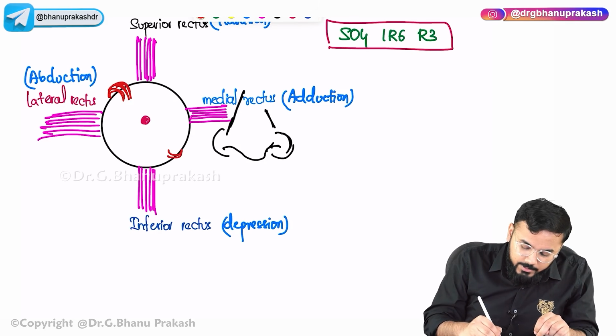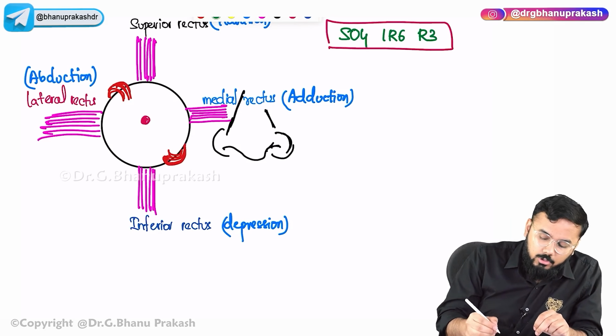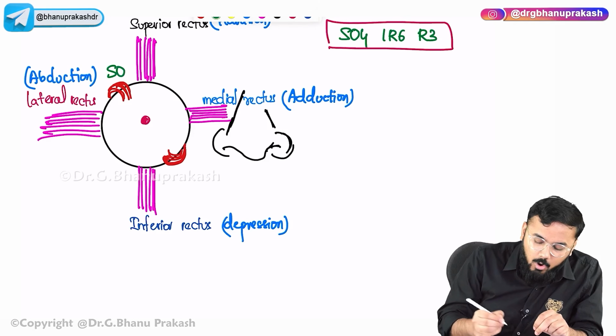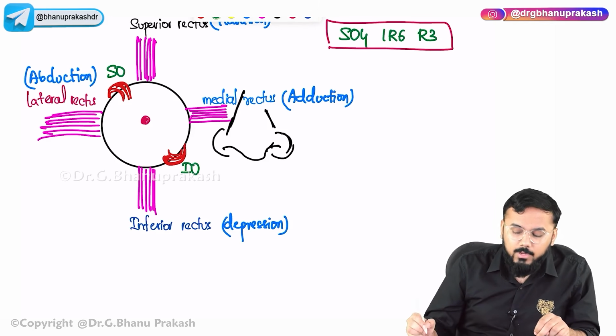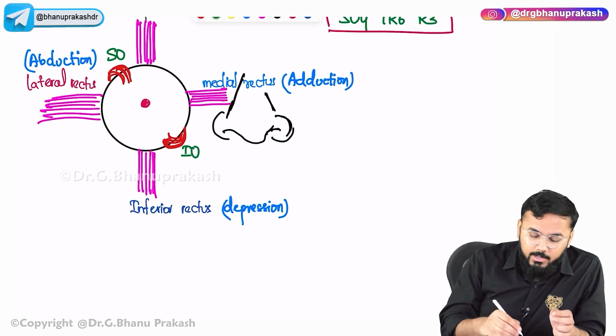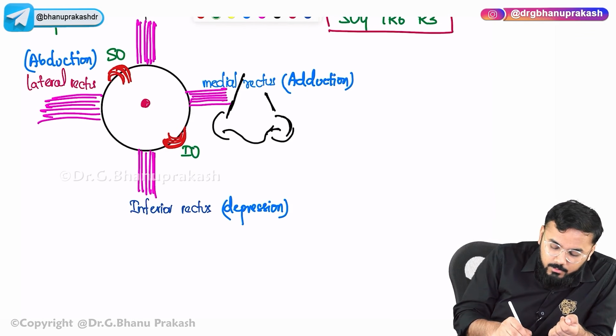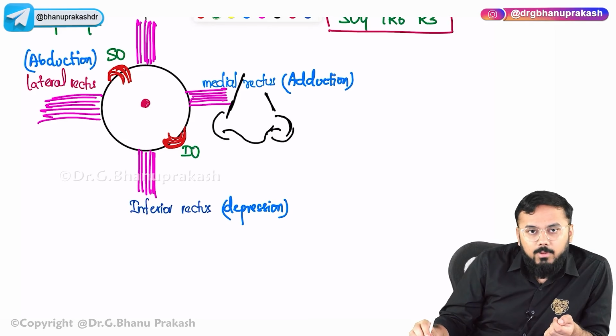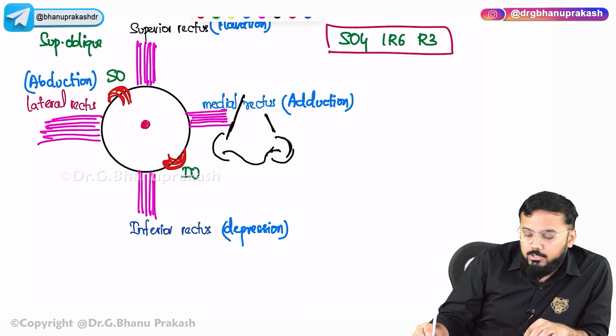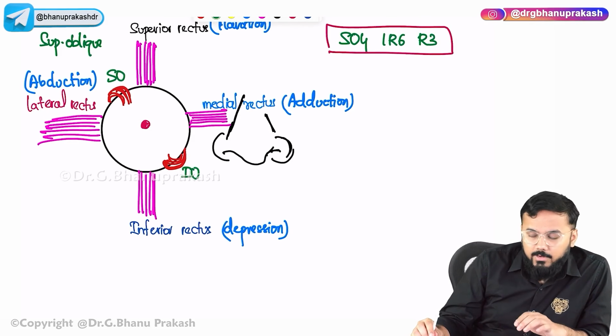There is one muscle that is present on the bottom part. The muscle that is present on the top is called superior oblique, and this is inferior oblique. What are its actions? I'll tell you later. So remember that this is superior oblique and inferior oblique.